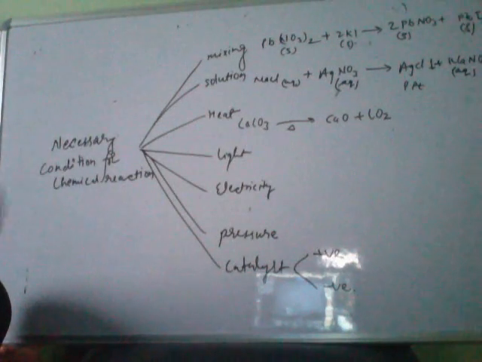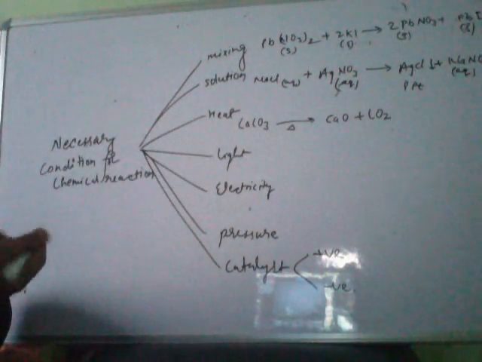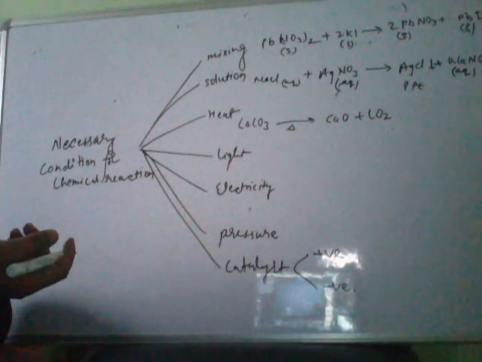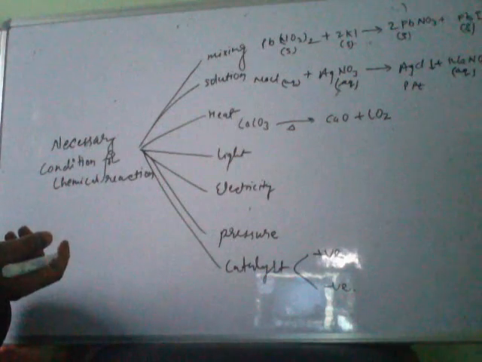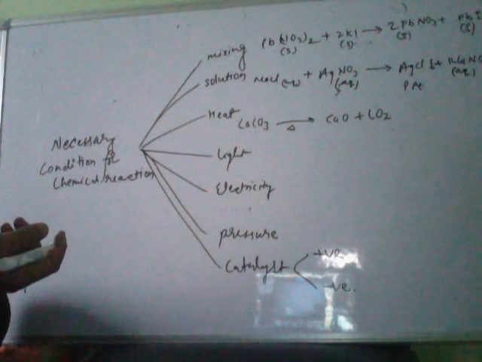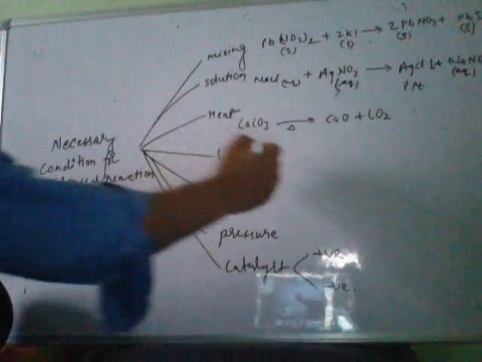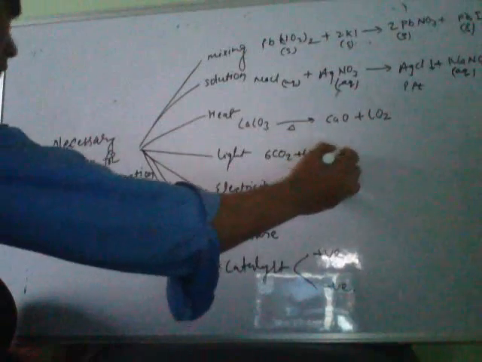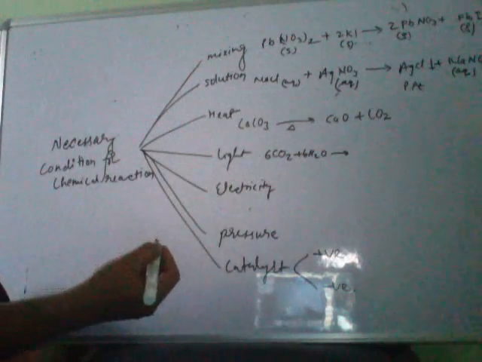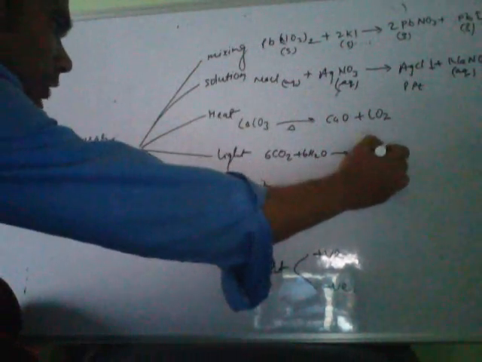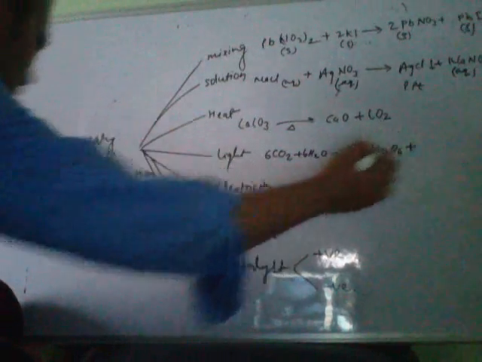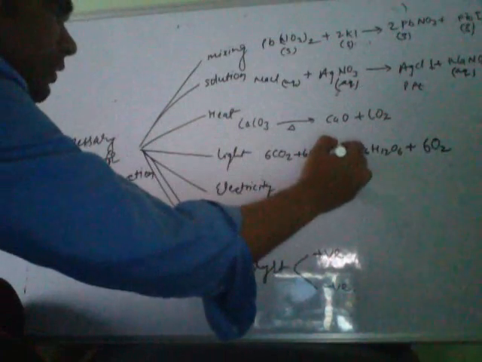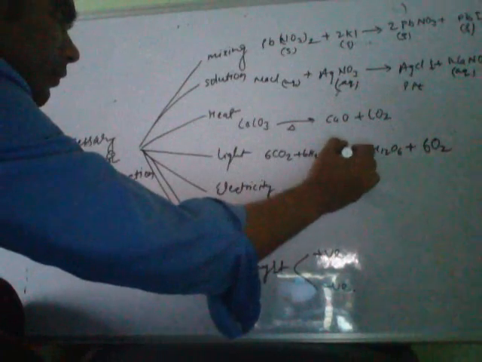Now come to light. Few reactions like photosynthesis will not take place without light. That is why light is also a necessary condition for reactions to occur. So I am taking here 6 CO2 plus 6 H2O, which gives rise to C6H12O6 plus 6O2. So here what is required is light.